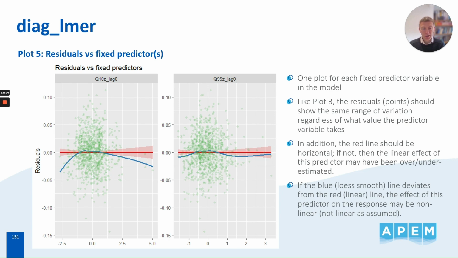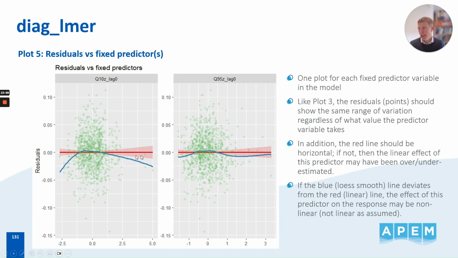In the Q95 plot on the right, you can see that the blue line is very close to horizontal and deviates only very slightly. That provides strong confirmatory evidence that our assumption of linearity holds true for that variable. For the Q10 variable on the left, overall it's not doing a bad job. The blue line is quite close to horizontal for most of the data set, but it does have a tendency to dip down on both the right hand and left hand side of the plot.